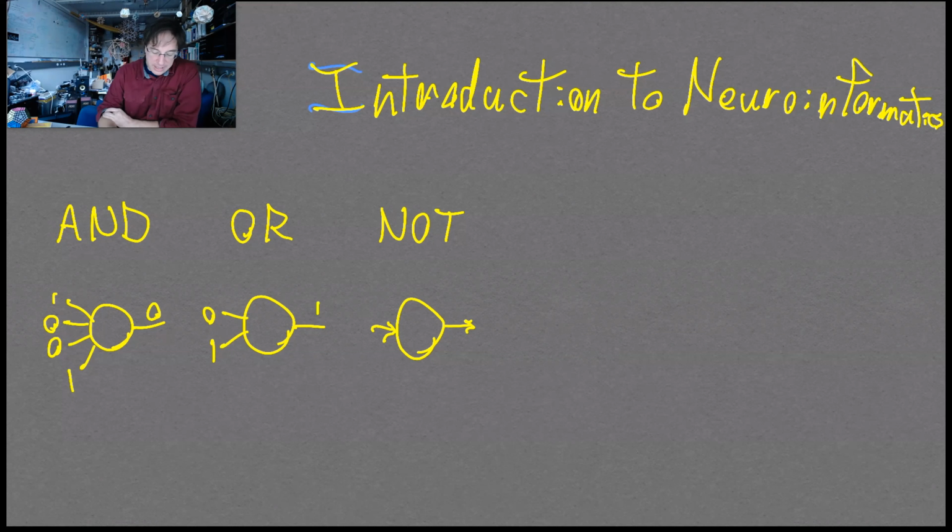And the NOT gate, just like the name, if it receives some input, say 1, then the output is not whatever the input was. So not 1 is 0. That's the only other value. If it receives a 0, then not 0. The only thing that's not 0 is 1. So that's the NOT gate.